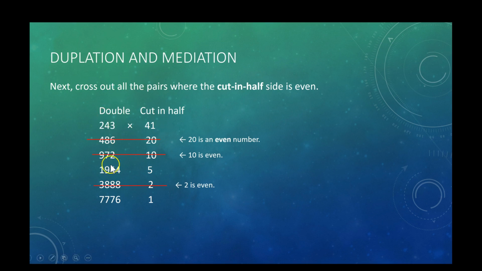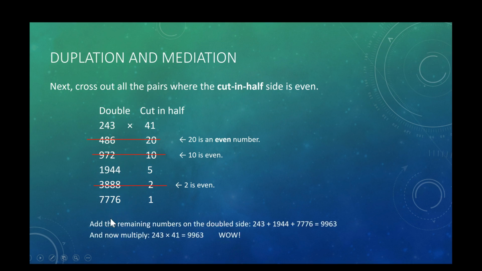Now, add up the numbers that you have left on the doubled side. So this one, 243, plus this one, 1,944, plus this last one here. Add them up and you get your answer. This is the same, 9,963, as if you multiplied them. Give it a try. Multiply those two numbers on your calculator. Wow, right? Try it the other way around. Pause the video for a second. See if you can cut this side in half and double this side and cross out all the pairs where the cut in half side is even. You'll see that it works this way too.